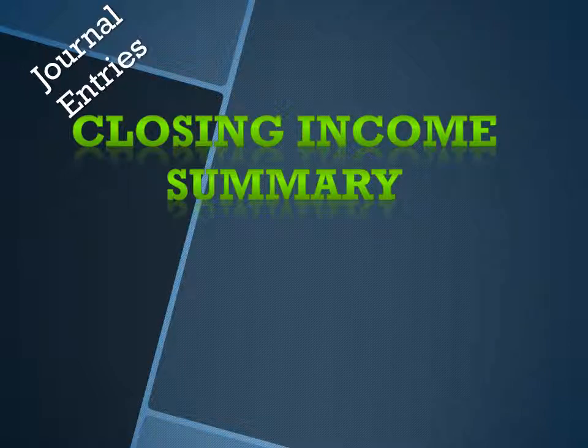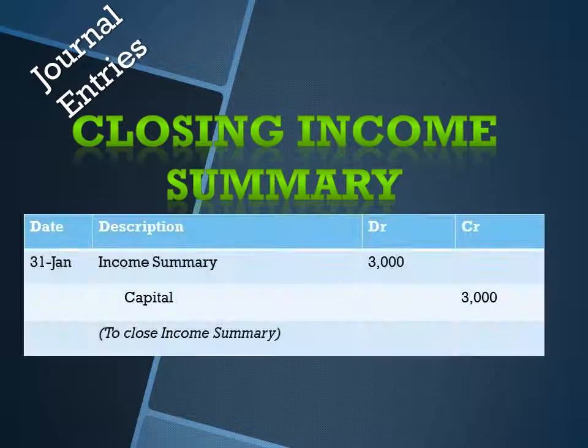So then, the next thing we have to do is close income summary. We have to get rid of the garbage can, and that's just the journal entry of what we just did. We dumped everything into income summary. That brought it to a balance of $3,000. Now we closed it and posted it to capital. That's the journal entry for what we just showed in the T accounts.